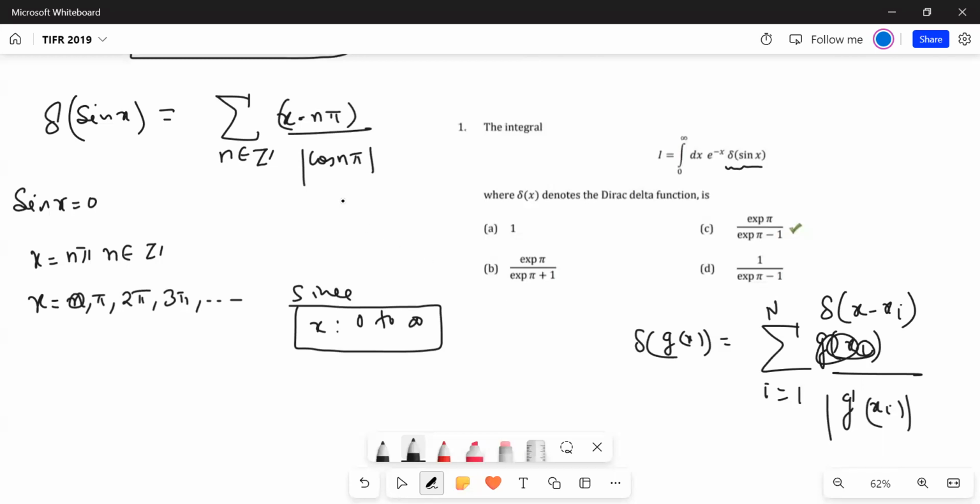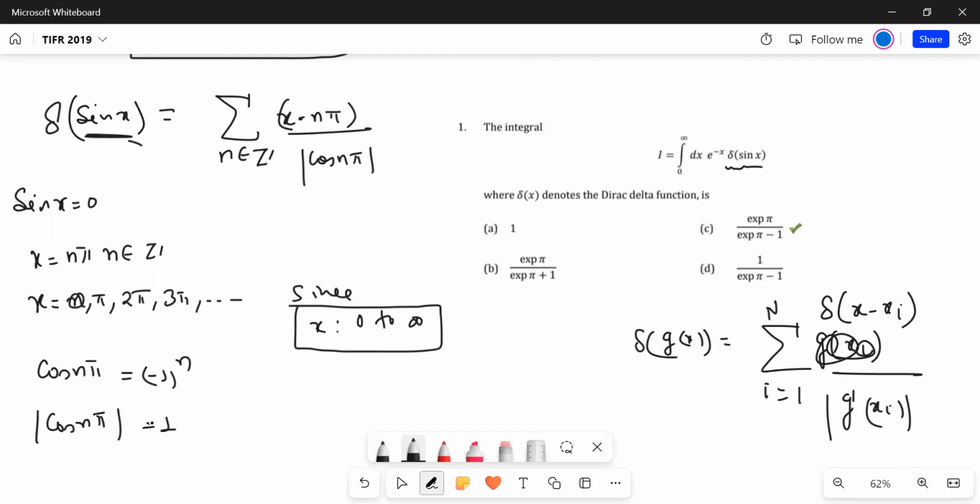So basically g dash x would be cos x, because here instead of g(x), sin x is given to you. So the derivative of sine of x would be cosine of x. And if you place n pi there, I know already that cos n pi is equal to minus 1 raised to power n. So what would be cos n pi modulus? Cos n pi modulus would be simply 1.